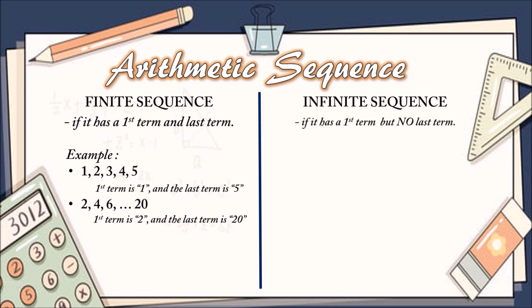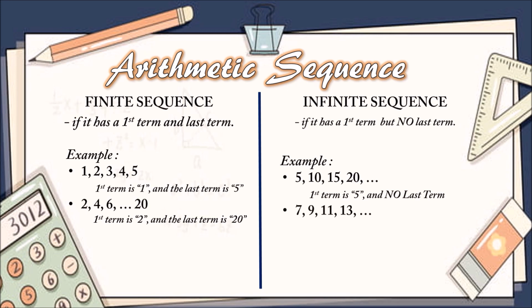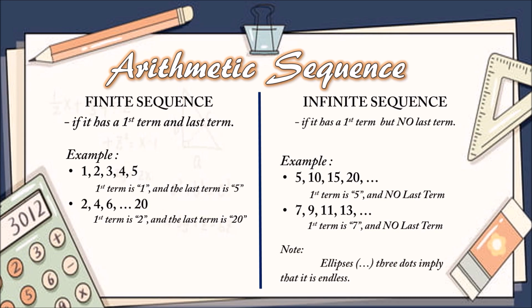In infinite sequence, it is called infinite if it has first term but no last term. Example, we have 5, 10, 15, 20, and so on and so forth. We have the first term 5 but no last term. Another example, we have 7, 9, 11, and 13. We have the first term 7 and no last term. Take note, the ellipsis or the three dots implies that it is endless or infinite.